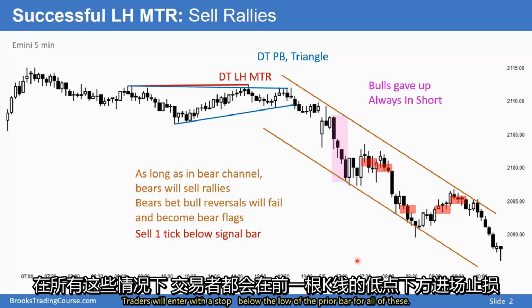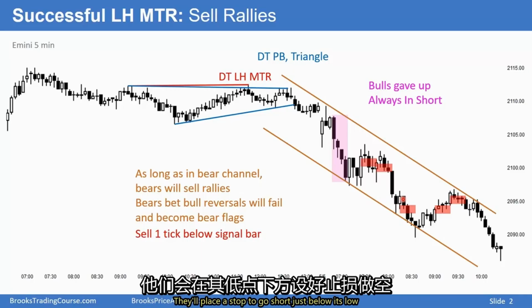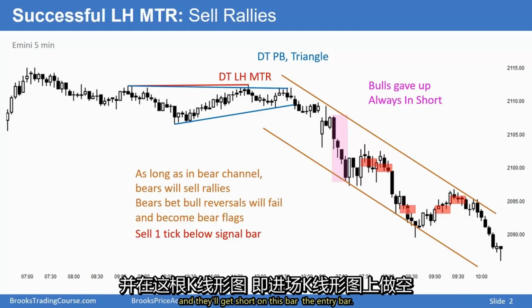Traders will enter with a stop right below the low of the prior bar for all of these. They see this bar, potential sell signal bar. They'll place a stop to go short just below its low, and they'll get short on this bar, the entry bar.